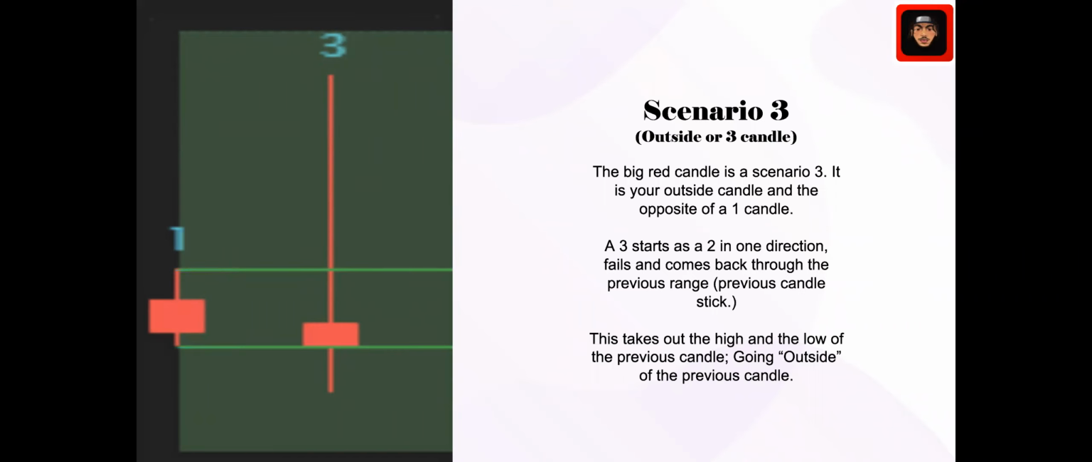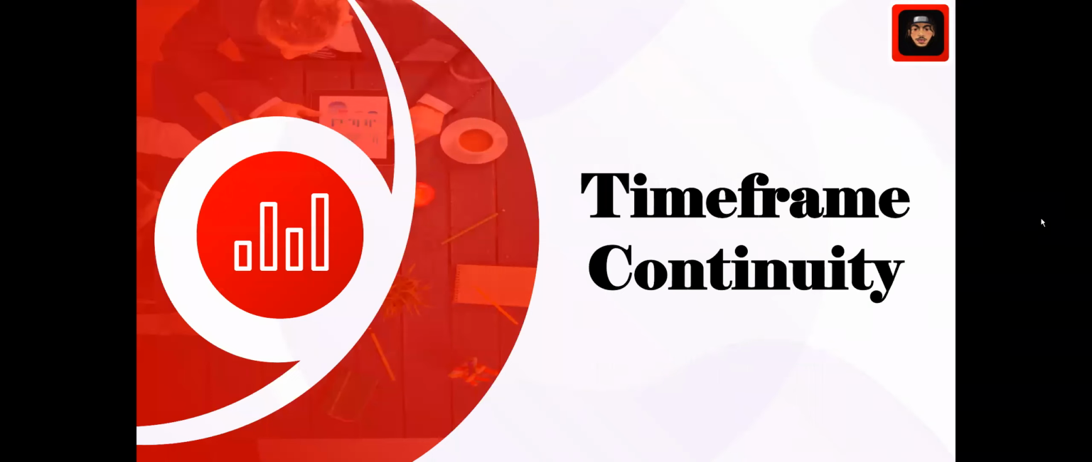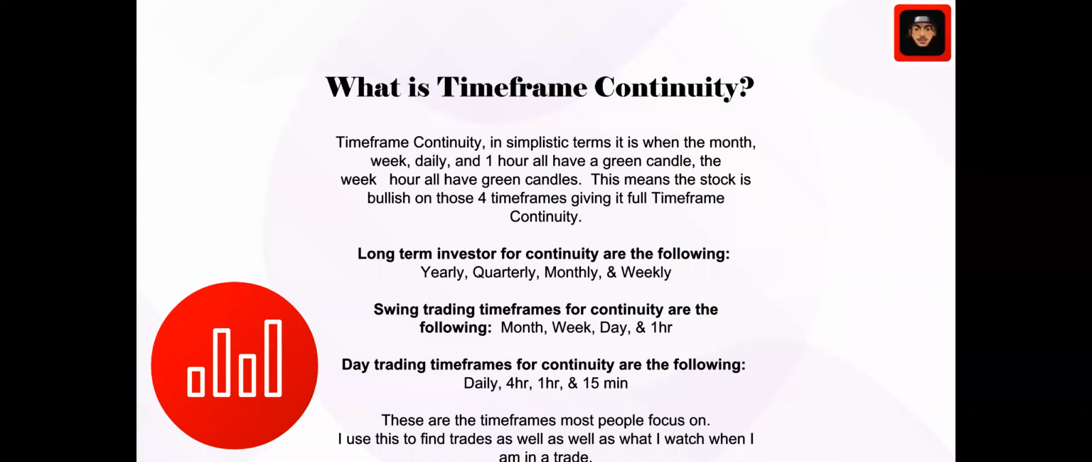So now we go to the next slide. Time frame continuity, the next universal truth. So what is time frame continuity? In simplistic terms, it is when the month, week, daily, and 1 hour all have green candles. If you go look at the month, that current candle on that time frame is green. When you go look at the week, that current candle, the last one all the way on the right, because somebody might go all the way to the left.